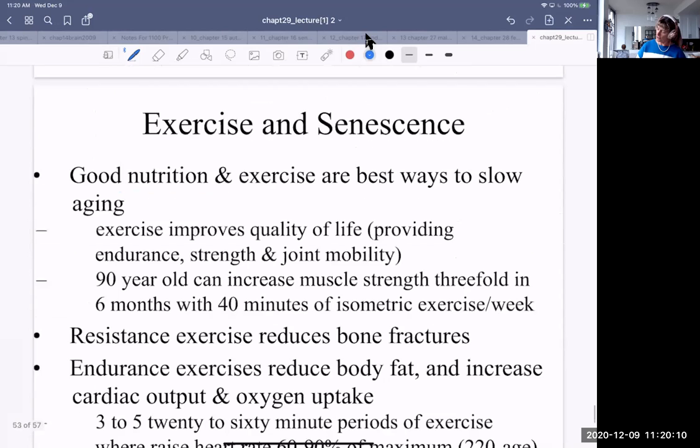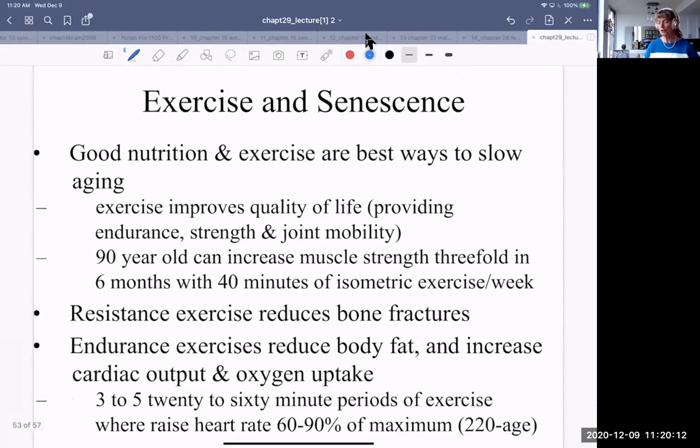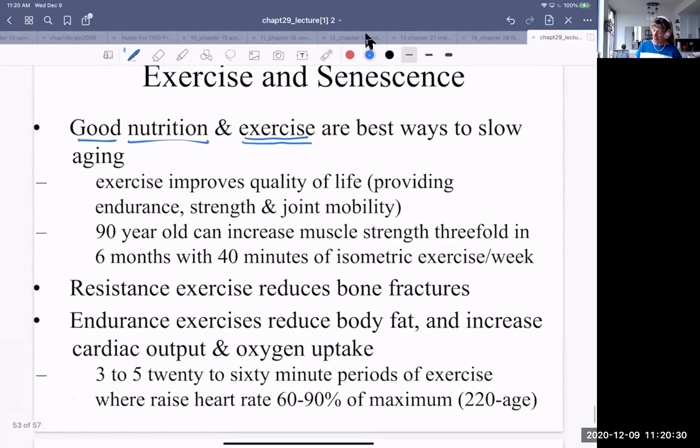So why should you exercise? This is really important. Good nutrition, always, of course, not only in old age. But good nutrition and exercise are super important, the best ways to slow aging. Exercise improves quality of life enormously. It provides endurance, strength, joint mobility. A 90-year-old can increase muscle strength threefold in 6 months with only 40 minutes of isometric exercise per week.